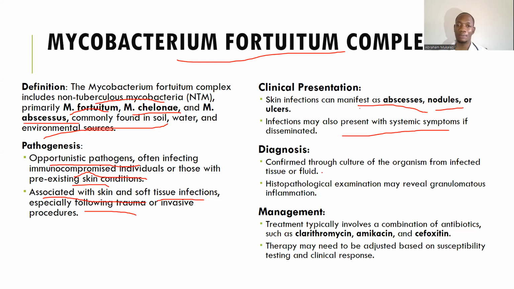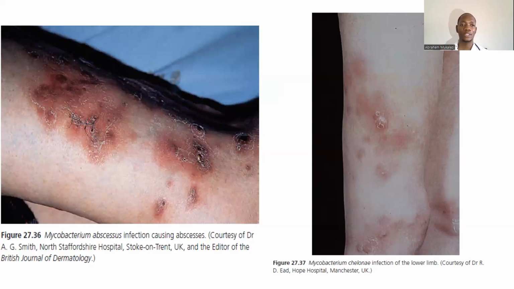Diagnosis can only be confirmed after doing culture and isolation of the organism from either tissue fluid or biopsy. And on histology, you will see granulomatous inflammation, the one that we also see in Mycobacterium tuberculosis. For management, we give clarithromycin, amikacin, and then sometimes you can add on cefoxitin, depending on the culture and sensitivity results. But still, treatment should be for prolonged periods of time. So this is how they will look.